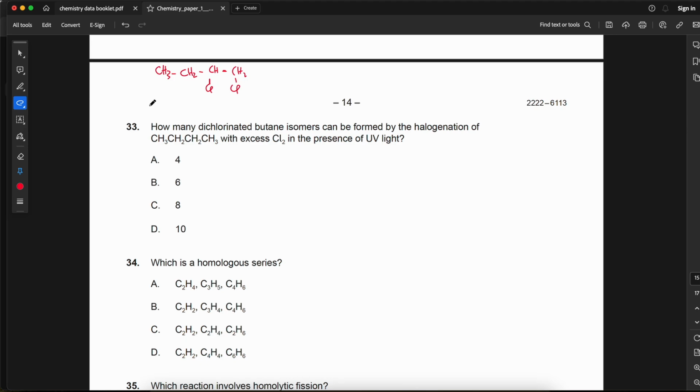Okay, the name will be 1,2-dichlorobutane. And the second one, CH2 with Cl here, CH2, CH2, and CH2 with Cl. So 1,4-dichlorobutane.